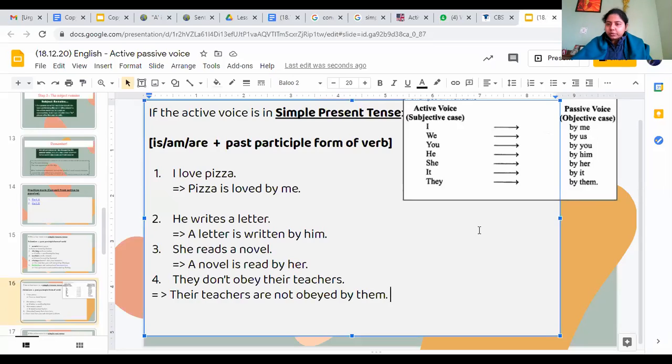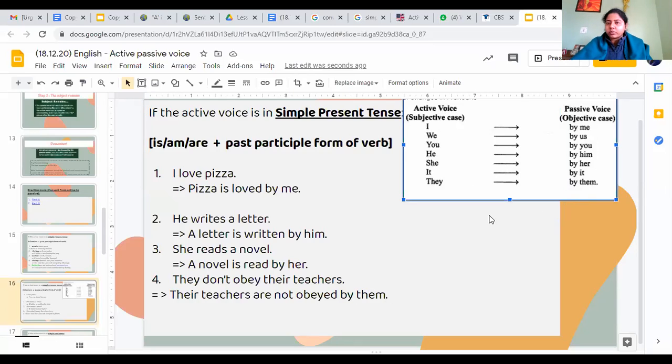Right now, what I want you to do is take the next 1 to 1.5 minutes. The table given in the right side corner, of the pronouns: how will you change the pronouns? I want you to note this down in your notebooks. We are taking 1 minute to note this down. I becomes by me, we becomes by us, you by you, he by him, she by her, it by it, and they by them.